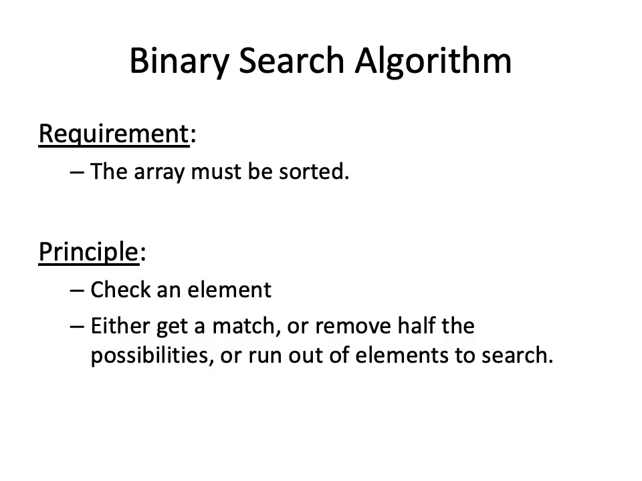The advantage, of course, is that it's really fast. And the principle is this: you check the middle element, and you either get a match, or you remove half the possibilities, or you run out of elements to search. So you check the middle one, and you either eliminate all of the ones lower and only have to check the higher ones, or you eliminate the higher ones and only have to check the lower ones, or you get it right, or there's nothing else to check because you've checked this one and this was your last option. And that means that you've run out of elements. It's not in this array.